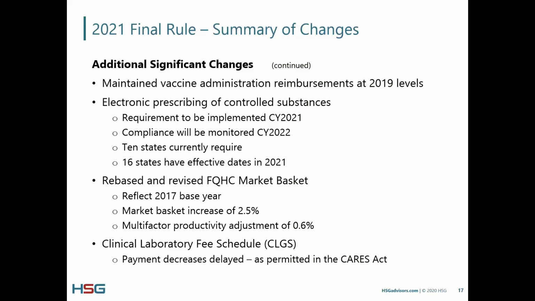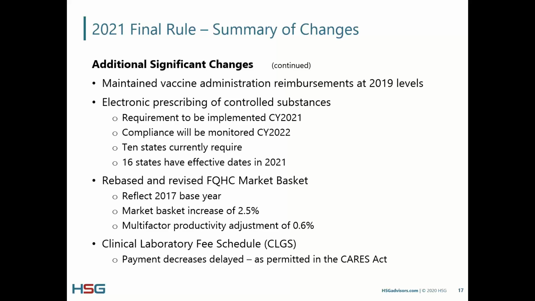They maintained vaccine administration reimbursements at 2019 levels. They had been annually adjusting and I believe actually decreasing. It was felt that with the emphasis on vaccines, with the coming COVID-19 vaccine, with the emphasis on flu vaccines right now, and the adverse financial impact of many things over the past year, that they would maintain vaccine administration reimbursements at the 2019 levels.